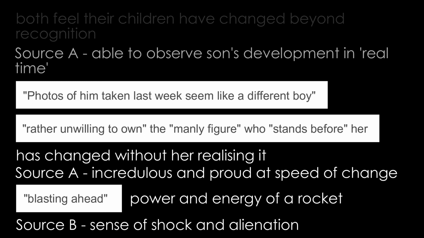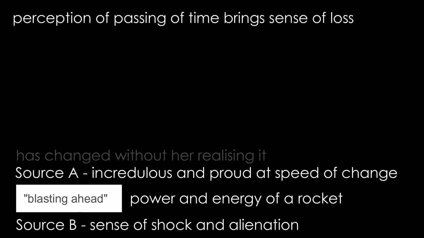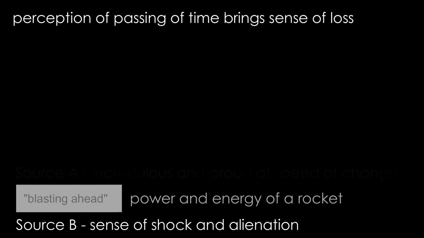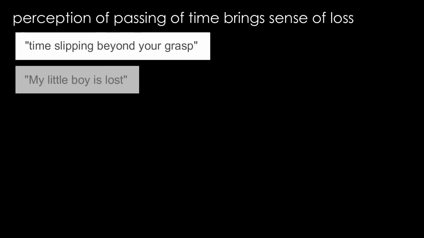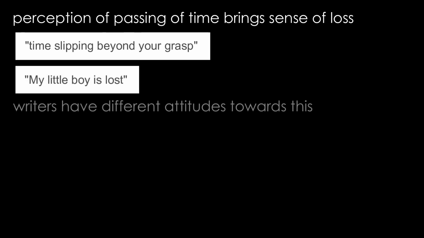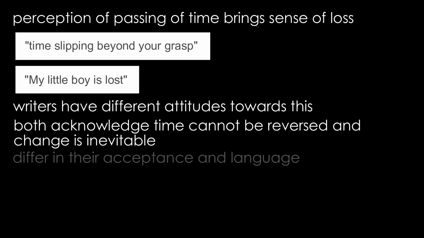Although both writers convey their perception of the passing of time bringing a sense of loss, i.e. Heritage talks of time slipping beyond your grasp, and the Victorian mother describes her little boy as being lost, they have different attitudes towards this. Although they both acknowledge that time cannot be reversed and that change is inevitable, they differ in their acceptance of it and the language they use to communicate this.